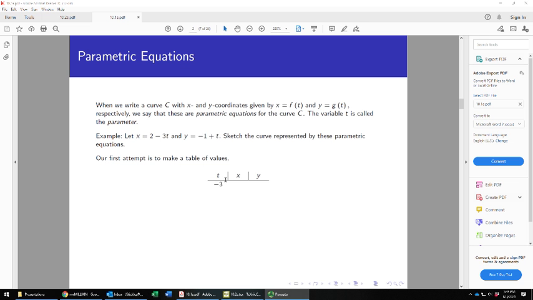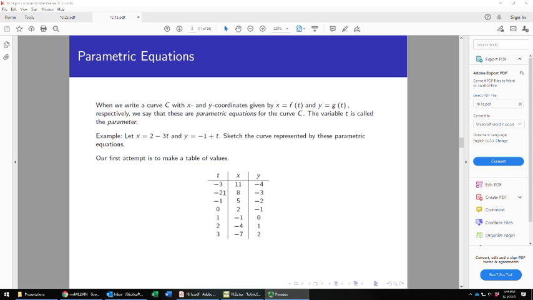So if t is negative 3, if I put negative 3 in for t, for x I get 11. When I put negative 3 in for t, for y I get negative 4. So now just pick another value for t, say negative 2. Put that in for x and y, you'll get 8 and negative 3. And then again, just go on up the line. Like I said, pick some values for t and get out values for x and y.